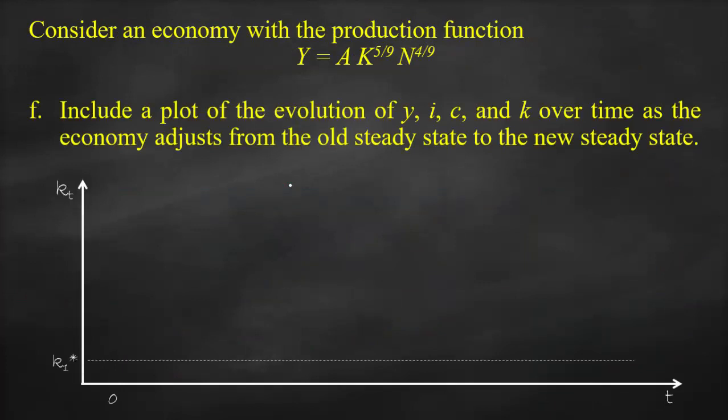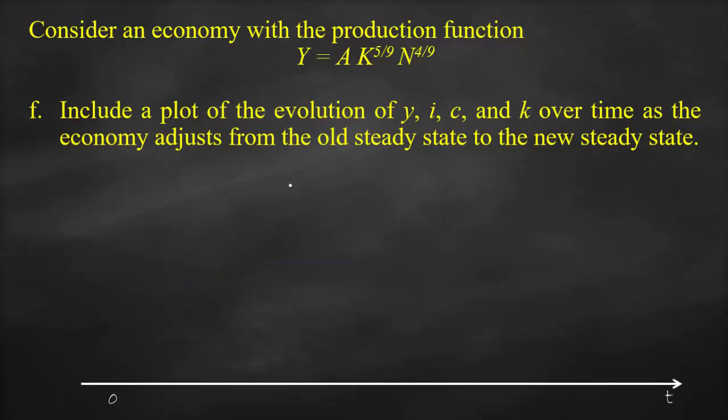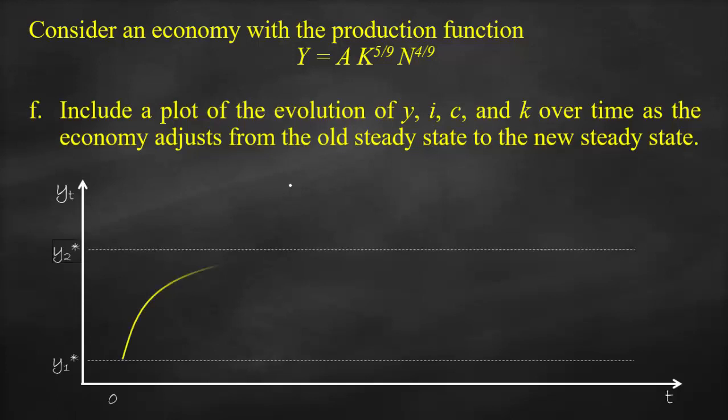This is our K1 and this is our K2. So I will start from T0, and then our time will move on and we'll start to have this new transition for capital per capita from the old steady state to the new steady state. The same for our output. We'll discover that I will start from Y1 star to our Y2 star, and then it will increase over time till it reach our new steady state.